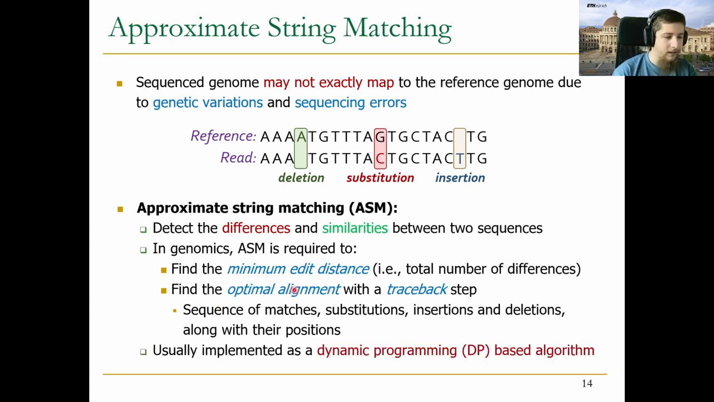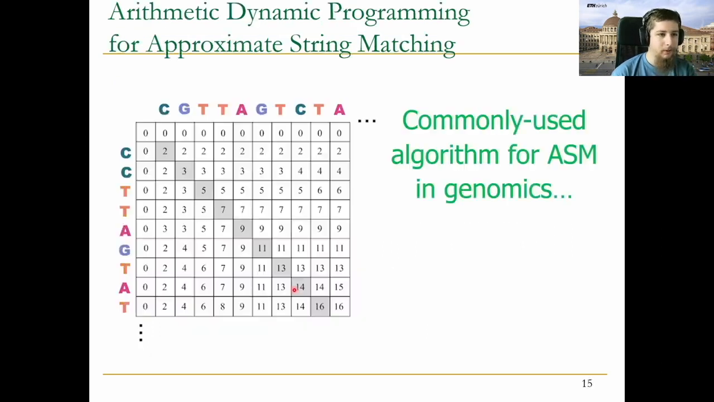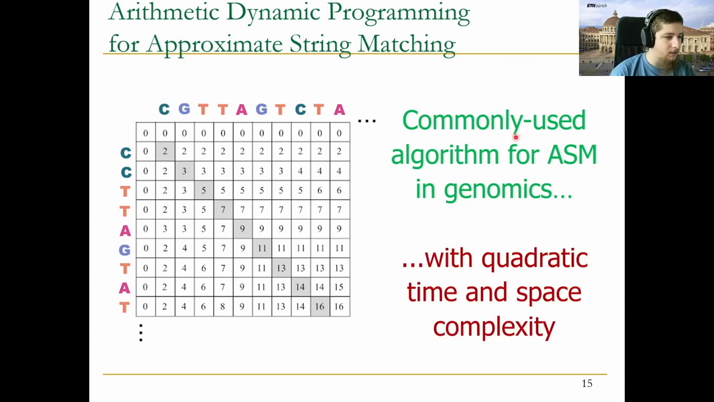We usually compute this using dynamic programming algorithms. This might be one that you have seen in some introductory algorithms course at ETH. I think at least computer science students should have seen this one, called the Wagner-Fischer or Smith-Waterman algorithm. What we have here is, let's say you have the reference sequence and the read, and we build a two-dimensional table. This is one of the most common algorithms used for this, and it has quadratic space and time complexity, because clearly you're filling a quadratic table of numbers.